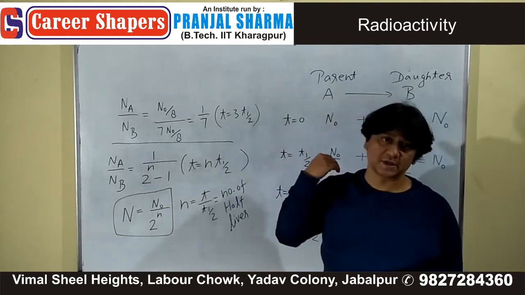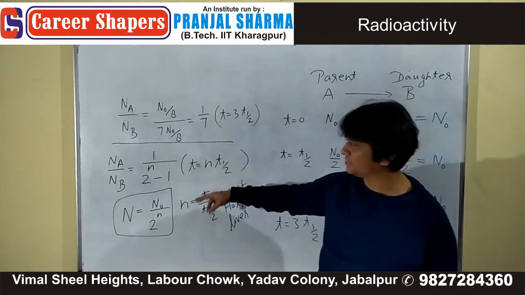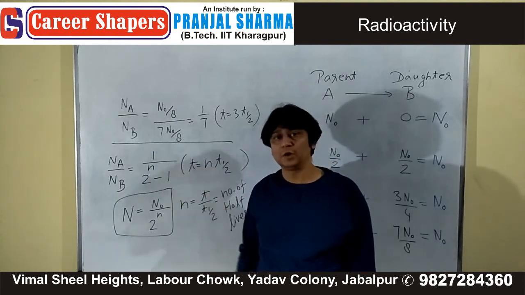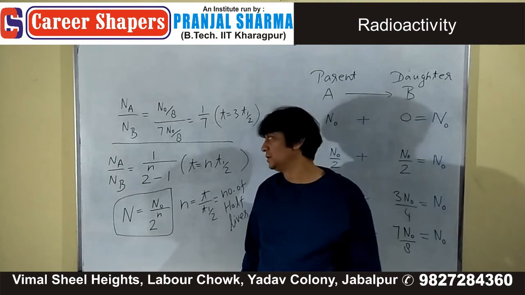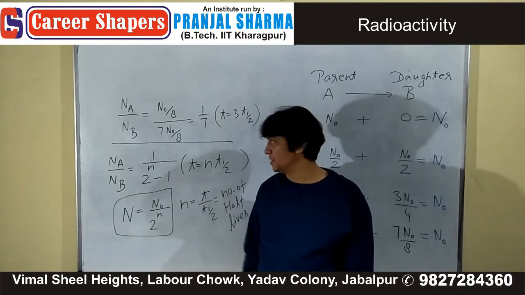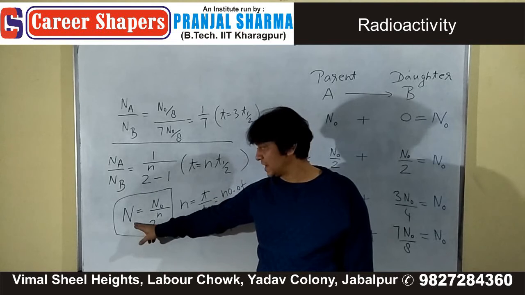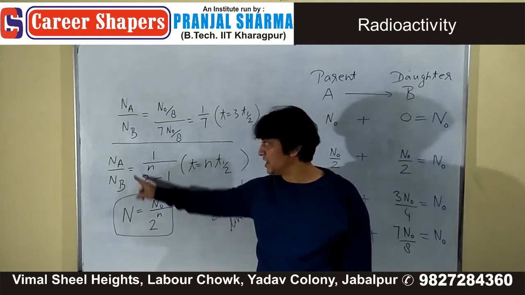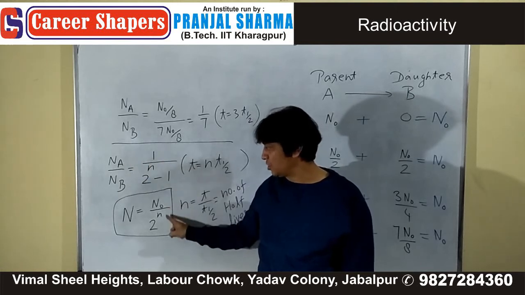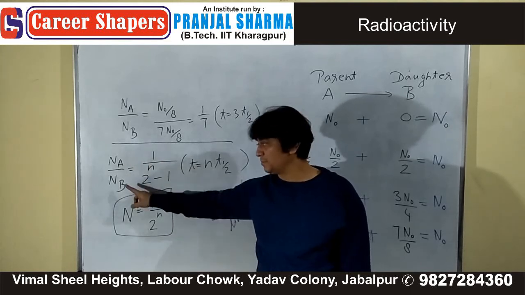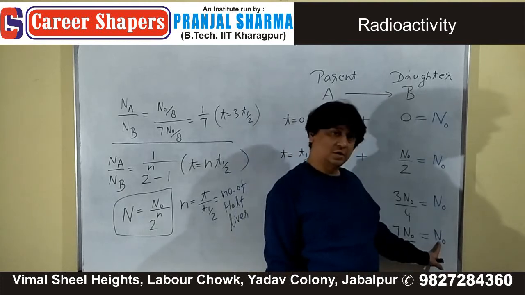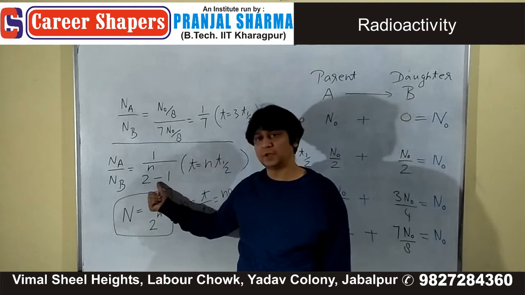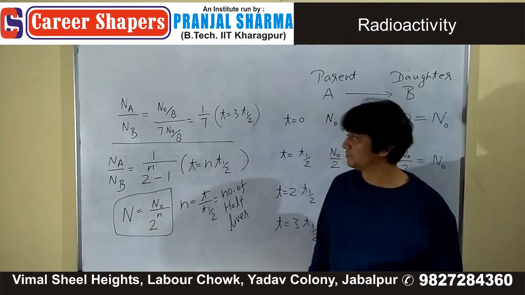If I ask you what this ratio is after 5 half-lives, 2 to the power 5 is 32, minus 1, 31. That is 1 upon 31. You can expect something like this in any examination, and it's coming from this only. What is Na? Number of active nuclides present. And therefore you will write Na as N naught upon 2 to the power n. What is Nb? N naught minus that. Take the ratio and you will arrive at this position.